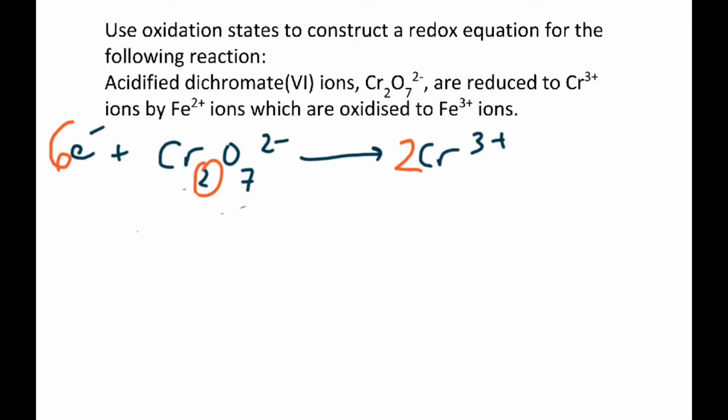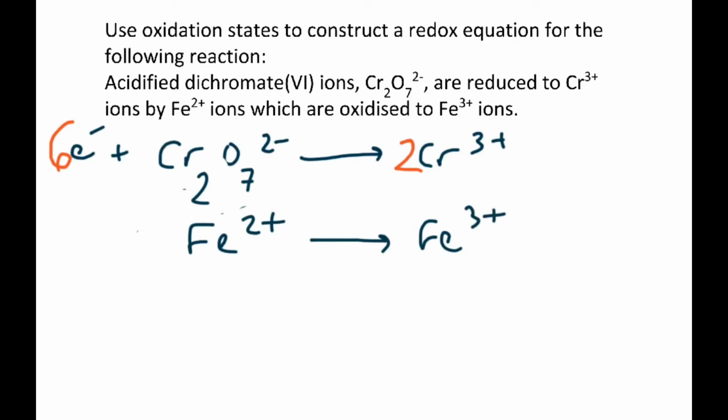We're going to leave the half equation like that. I know it's not balanced, but that is totally fine. It doesn't ask for a balanced half equation. It asks for a balanced redox equation. So Fe2+ is oxidized to Fe3+. That's a difference of 1 electron, where 1 electron has been lost.